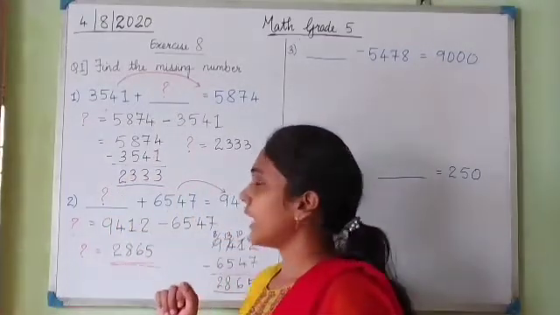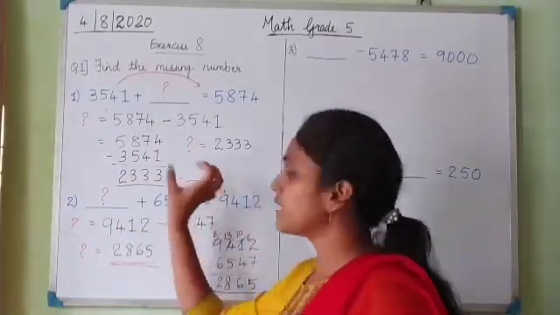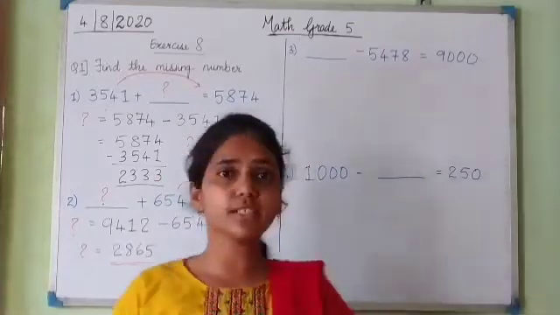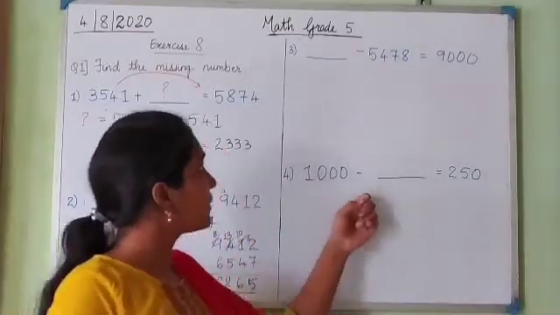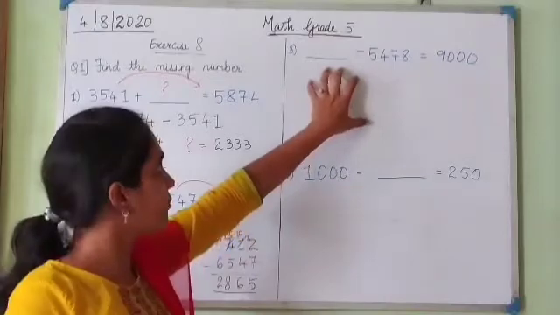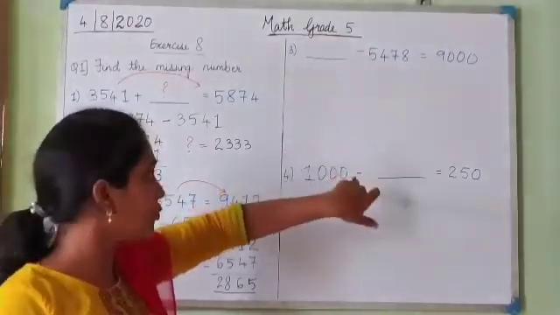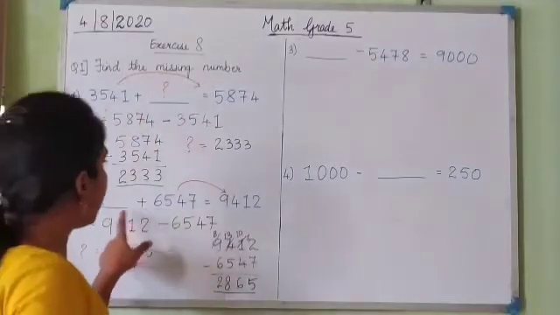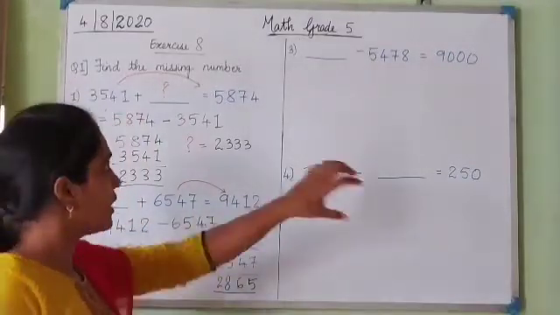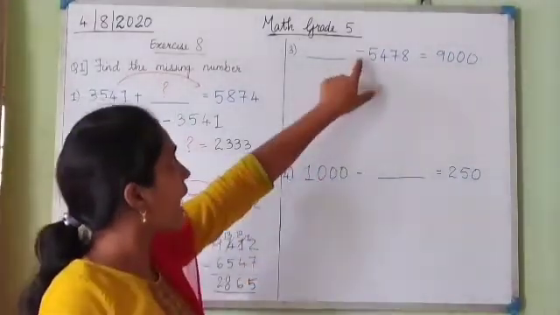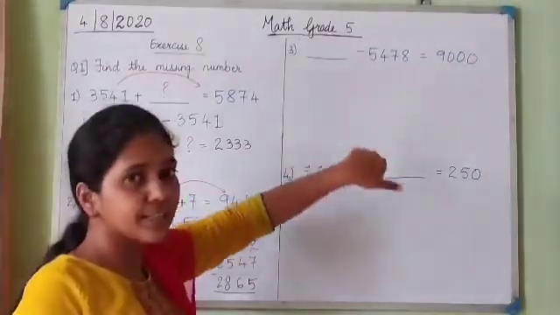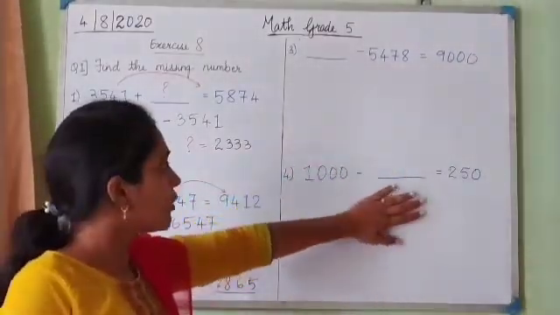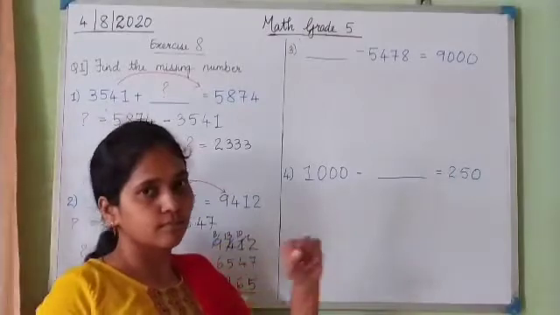Okay, so this was about addition. That means when a number was added to the missing number. Now we will see if a number is subtracted. If there is subtraction between two numbers, here where we had the addition sign between these two numbers, now in this place we are going to have a subtraction sign, a minus sign between two numbers. So we are going to see how this changes.